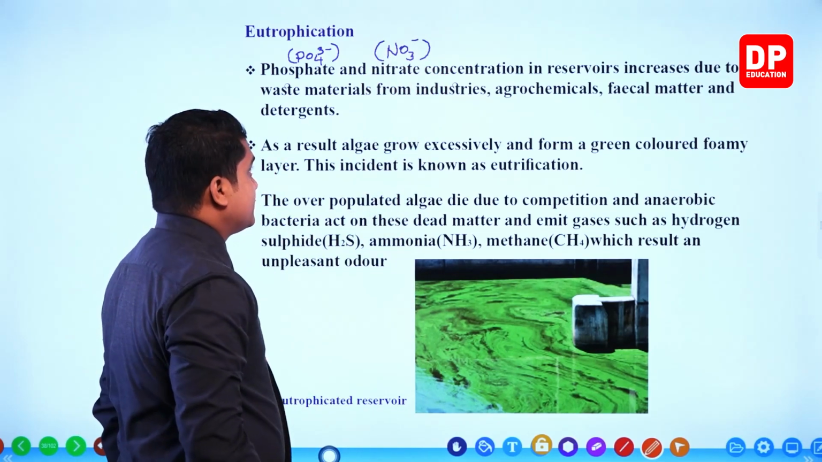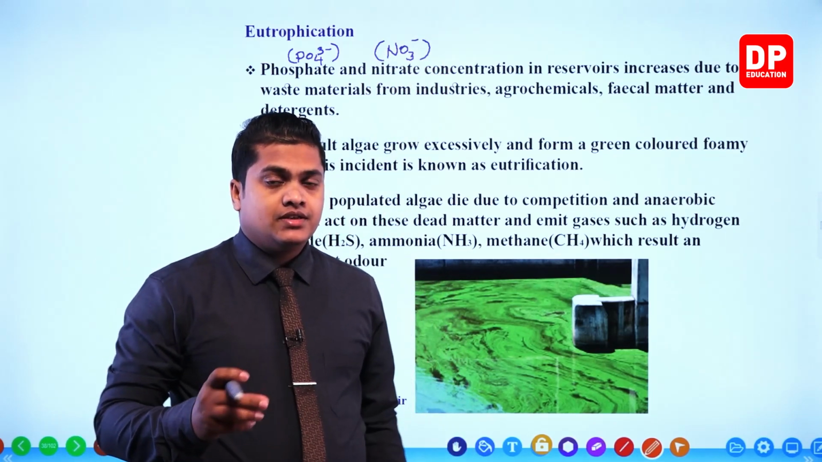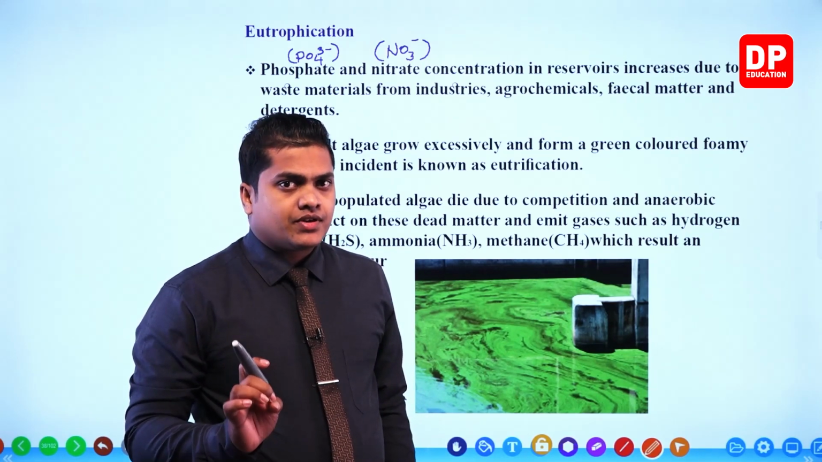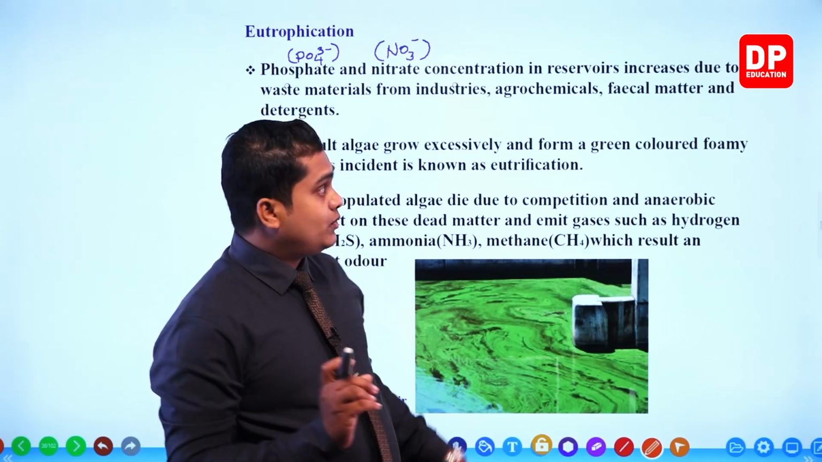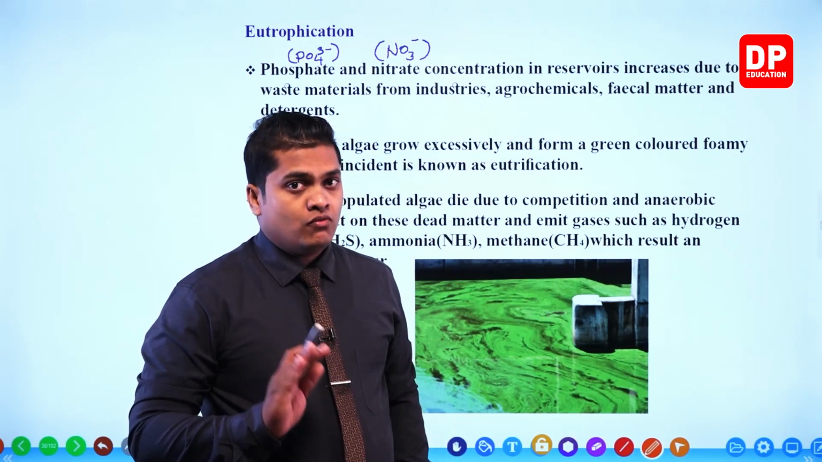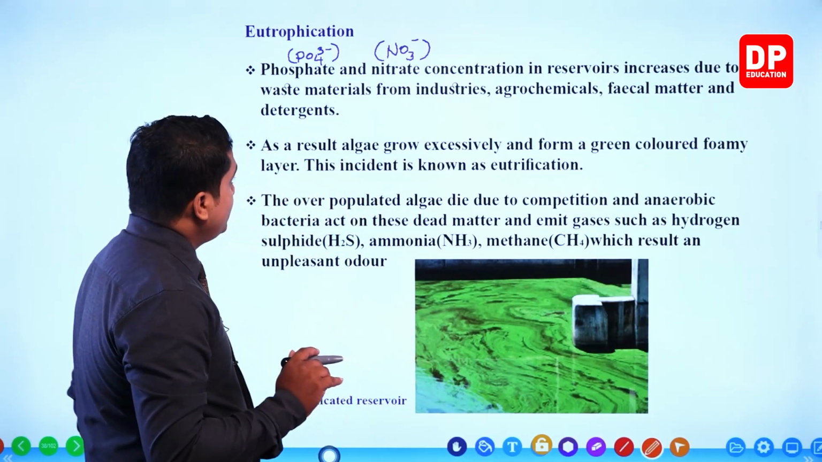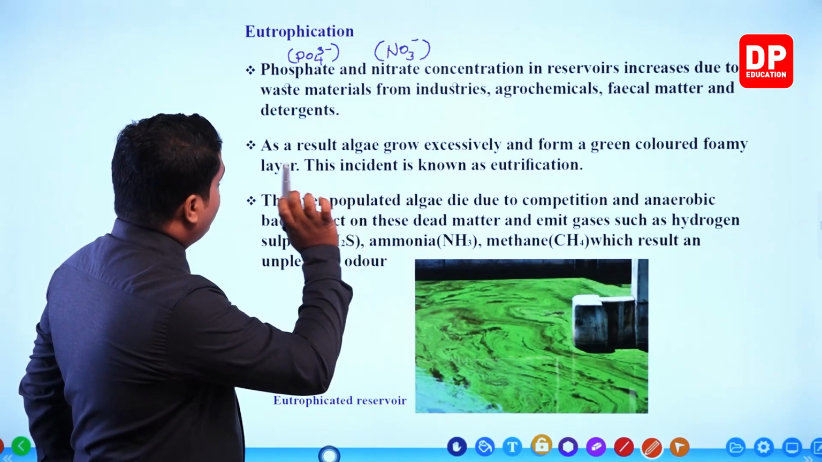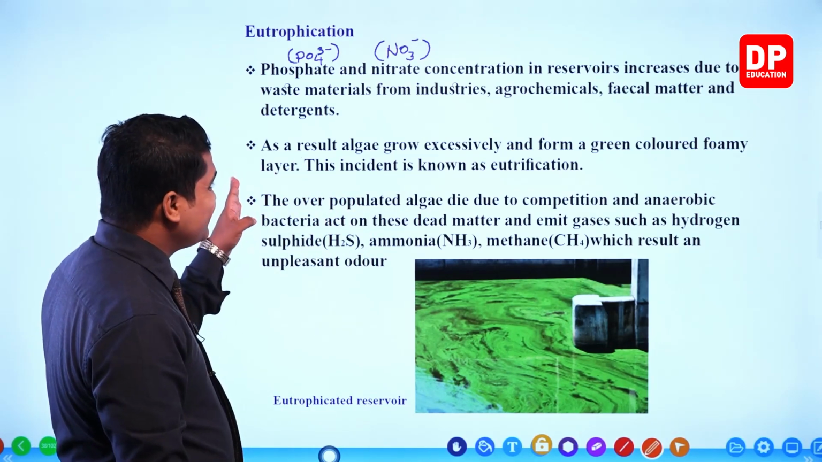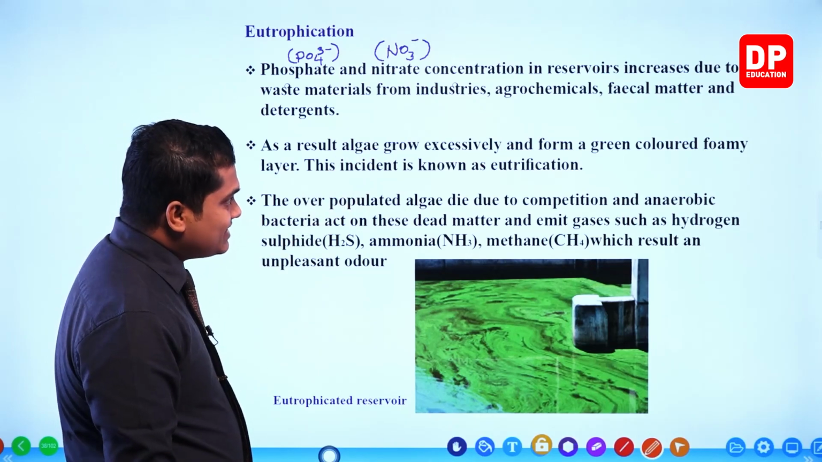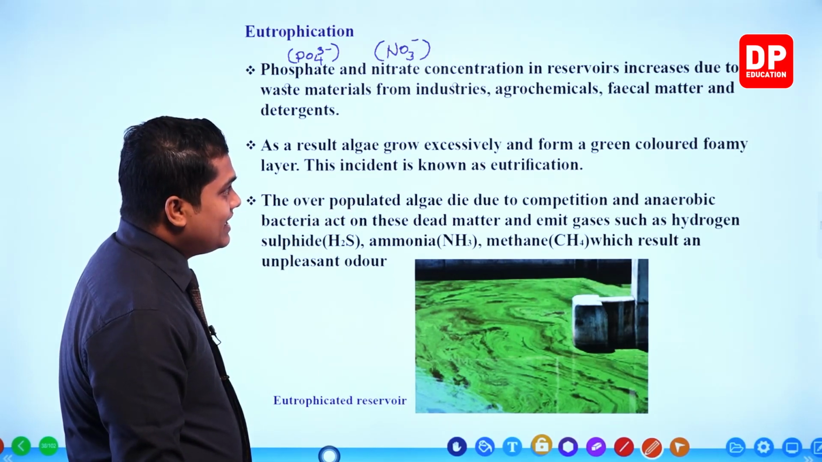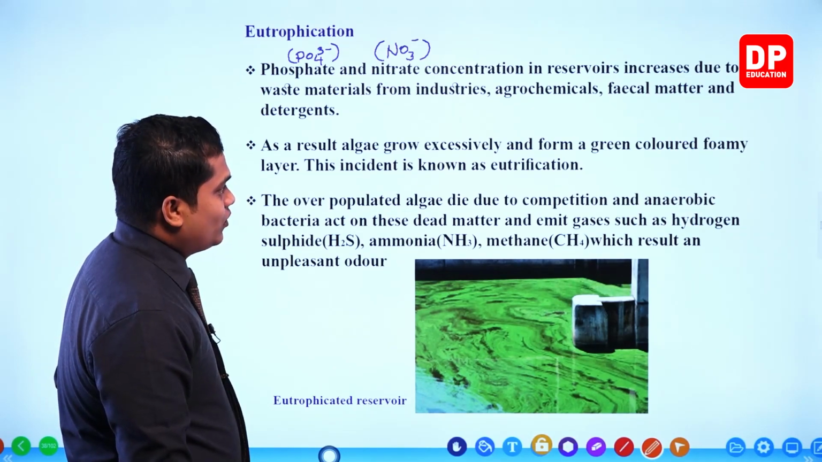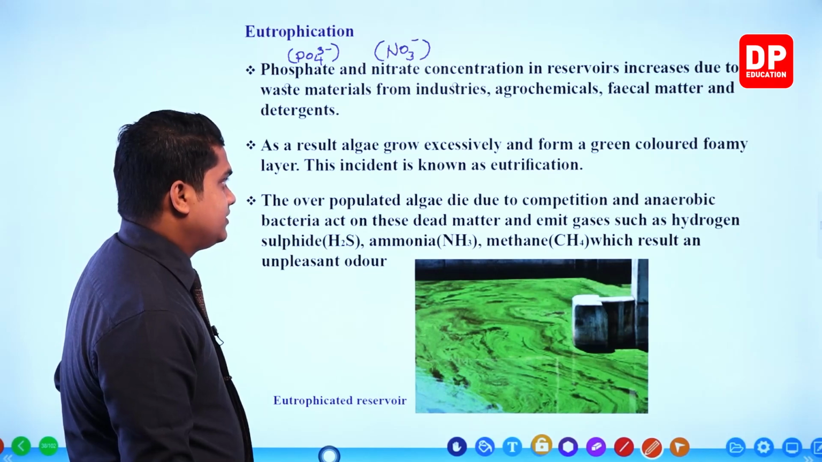So these radicals will combine with other different substances, metallic or non-metallic. Then, my dear children, those substances will accumulate within the reservoirs or water sources. And what will happen? Because of the increase in nitrate and phosphate concentration, algae grow excessively and form a green colored foamy layer. This incident is known as eutrophication.